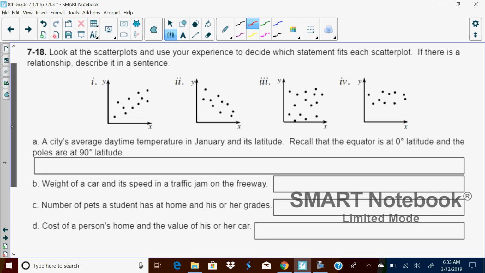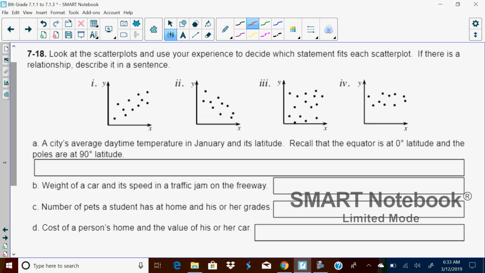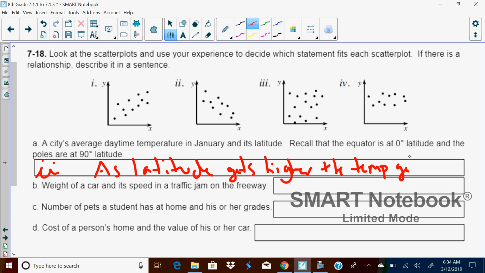Number 18, look at the scatter plots and use your experience to decide which statement fits each scatter plot. If there's a relationship, describe it in a sentence. So part A is the city's average daily temperature in January and its latitude. It's actually graph 2, because the higher the latitude gets, the temperature gets lower.